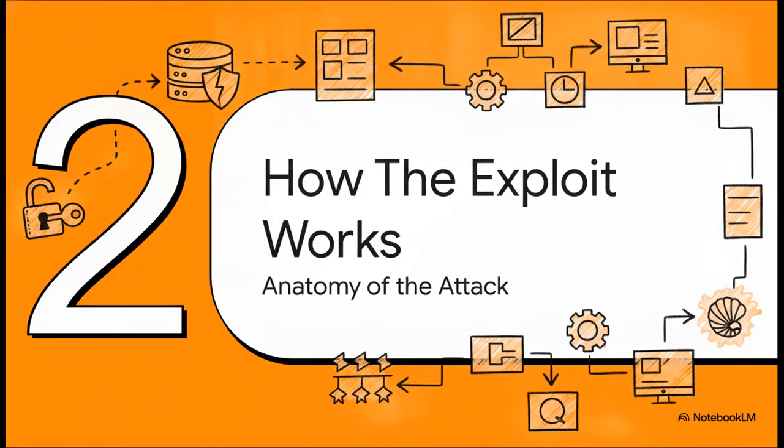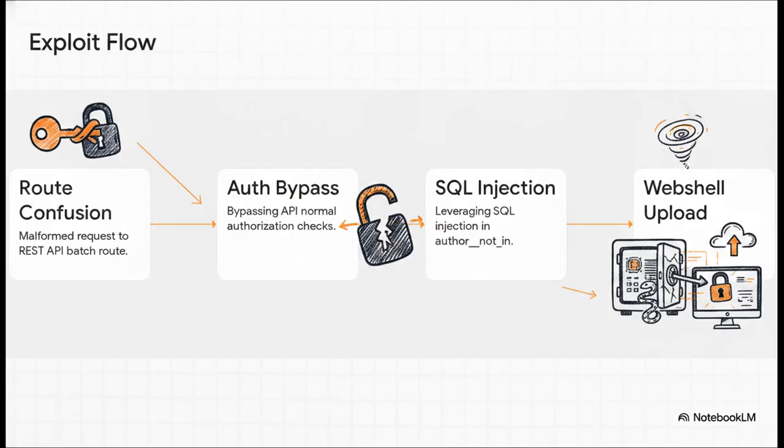Moving on to Section 2, how the exploit works. Let's de-jargonize this complex chain. You can think of this exploit kind of like picking a lock to rob a safe. Step 1 involves the attacker sending a malformed request to a very specific REST API endpoint, the batch route. Because of a logic flaw in the code, this causes what's called route confusion, which leads directly to Step 2, completely bypassing the API's normal authorization checks. It's essentially picking the outer lock of the building.